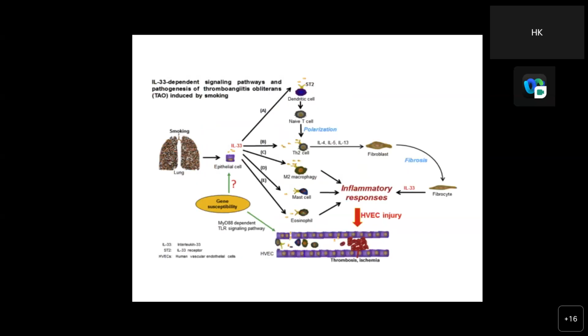This is an interleukin 33 dependent signaling pathway, in which after smoking there is an increase in the level of interleukin 33 from the epithelial cells of the lungs, which through the hematogenous route enters the blood vessels, and T cell mediated immune activity is increased. Dendritic cells are reduced, T cells are released, which leads to an increase in other inflammatory cytokines, which leads to vascular endothelial cell injury and finally forms the TAO.